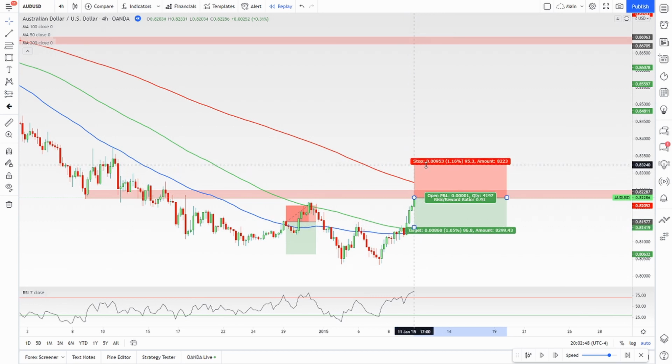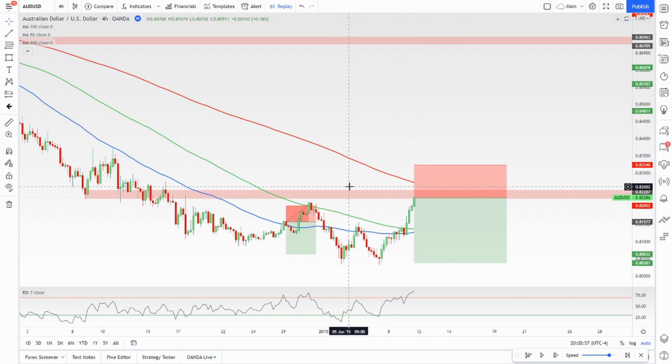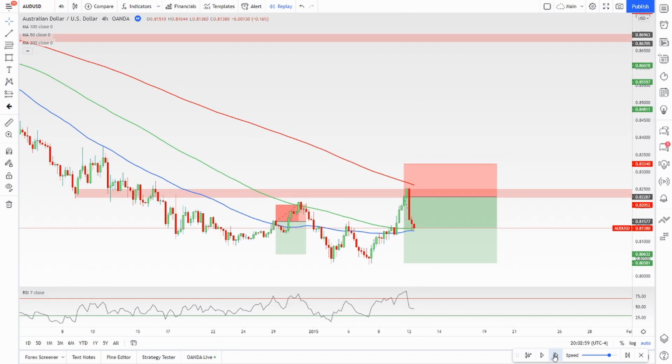Put stops about here. I like that. 95 pips. That's risking a bit here. Basically looking for that moving average to hold. And then we can go 2-to-1, which puts us just back at the lows. So let's see if this one would have played out.